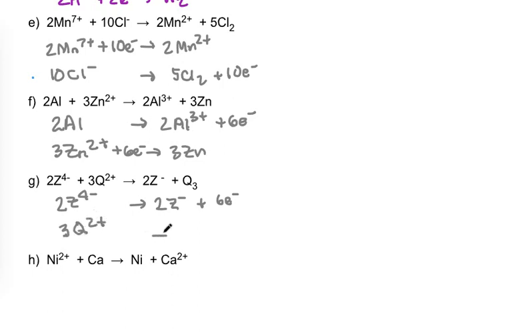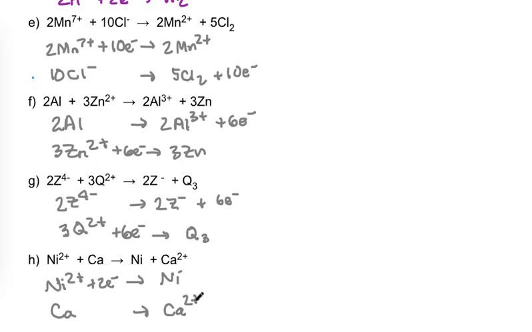And Q2+ turning into Q3. Total of plus 6 charge from these ions. 0 charge here, there's no charge mentioned, so our higher side is plus 6. We can fix it by adding 6 electrons. And last one, nickel 2+ turns into nickel metal. Plus 2, 0. We need 2 electrons on the left side to balance this. And calcium metal turns into calcium ions. 0 charge up to plus 2 charge. This side's higher, so we put in 2 electrons to balance it out.